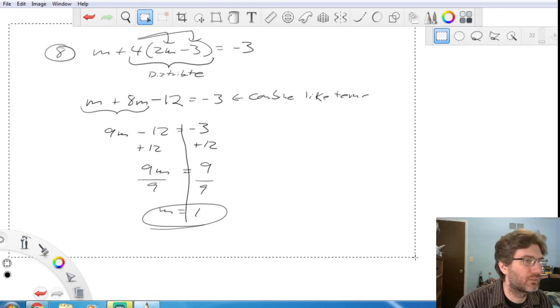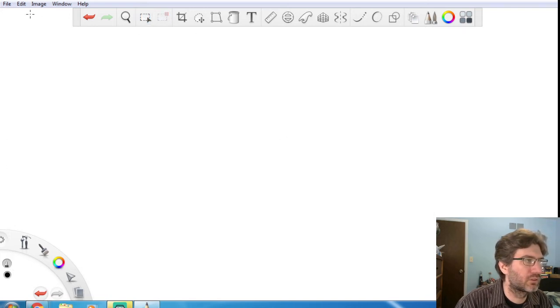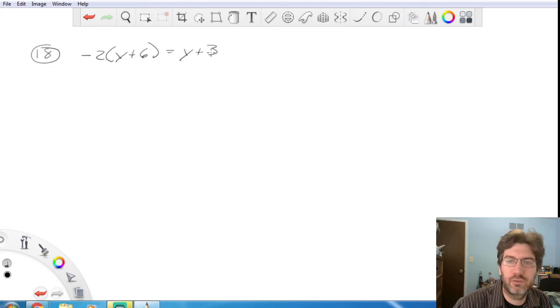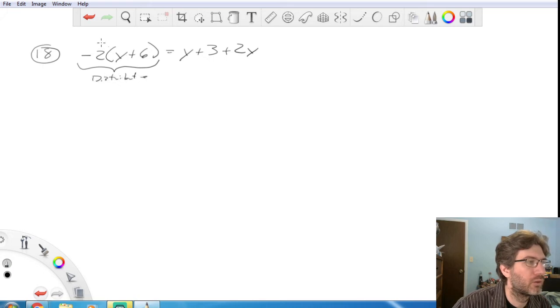18. Y plus 6 y plus 3. Again, first thing you should be looking at is this parenthesis here, and this is distribution. So you should be thinking distribute here. So negative 2 times y gives me negative 2y. Negative 2 times 6 gives me a negative 12. And I'm just going to bring everything else down.